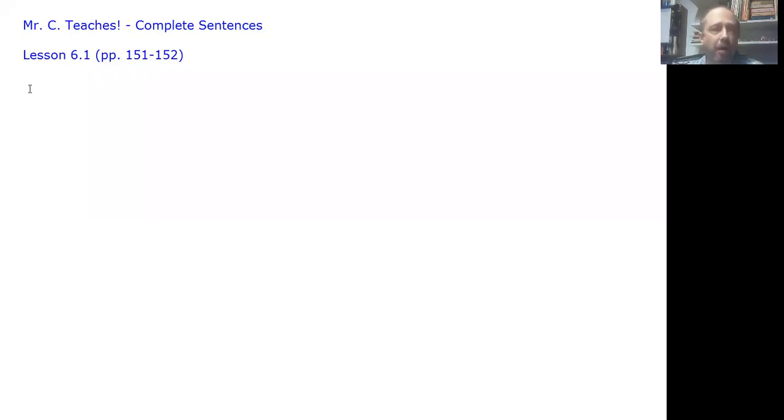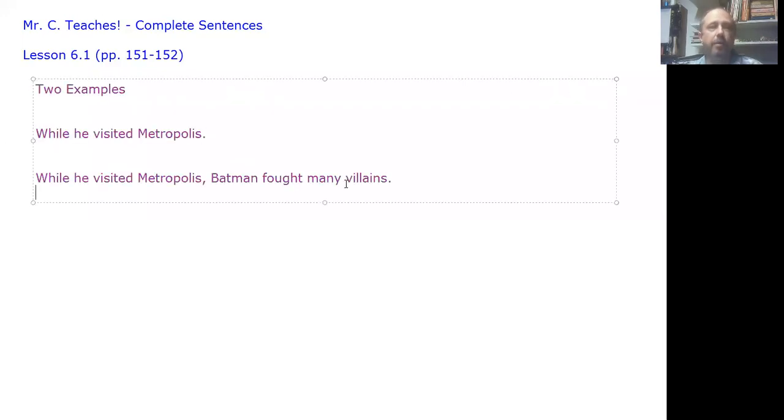with the help of two examples. So here we go, 2 examples. All right, wonderful. So the first example, as you can plainly see, says, while he visited Metropolis. And at first glance, that looks like a sentence. It starts with a capital letter. There's a period at the end. There's a subject pronoun, he, and he is doing a verb. He visited. That's everything a sentence needs, right?